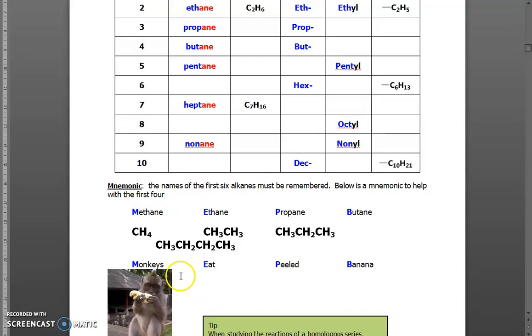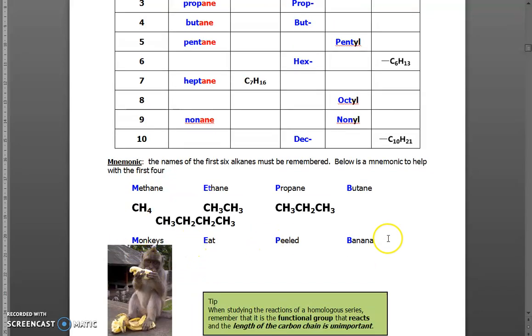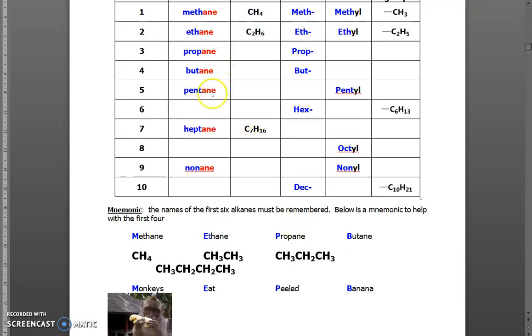We have the mnemonic here, which is monkeys eat peeled bananas, or sometimes you hear monkeys eat peanut butter. It doesn't matter how you remember it, you've just got to know the names of these first 4 carbons. The next set of compounds in the family of alkanes, going from carbon number 5 down to carbon number 10, are more logical because the names are based on the geometrical shapes that you're probably familiar with, like pentagon, octagon, nonagon, decagon. The only one that's perhaps slightly anomalous is heptagon. Hept.